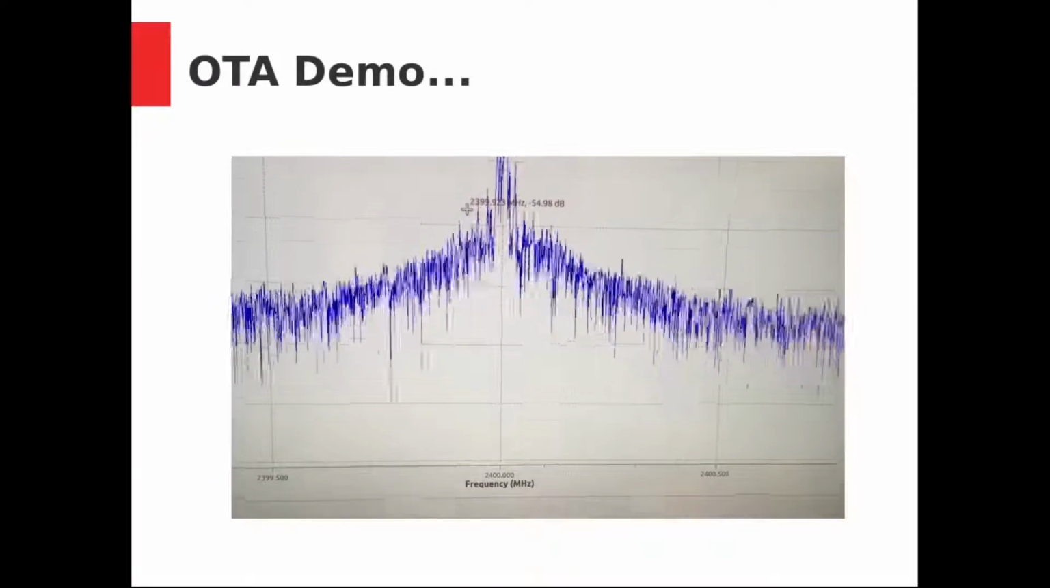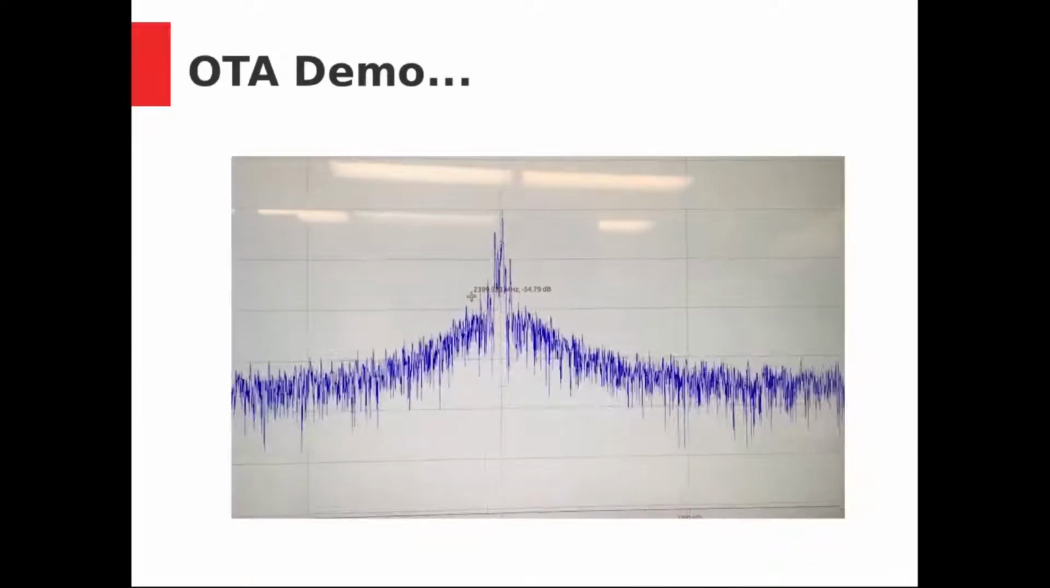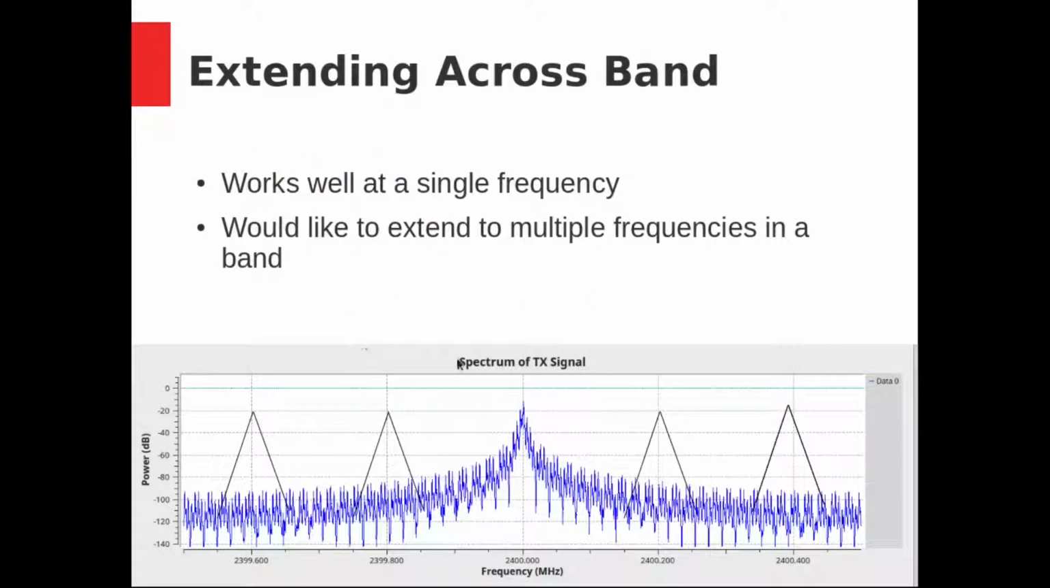The idea being that I want to transmit multiple copies of this across the band. So the idea is I'm thinking that I can extend this. Basically, I showed that this works well as a single frequency, but to really get your frequency response, you need to do this measurement at multiple points in a band. So I'd like to extend this to multiple frequencies.